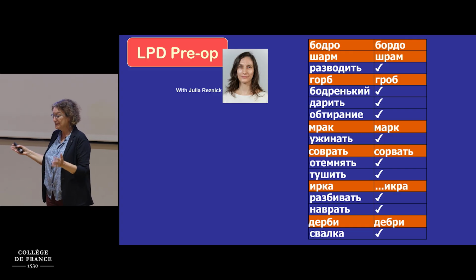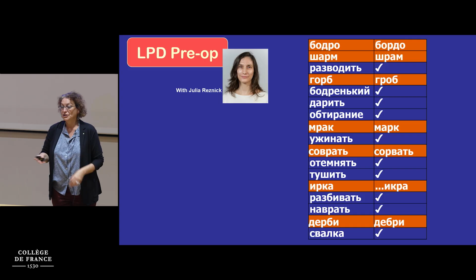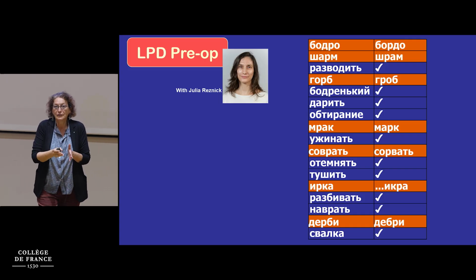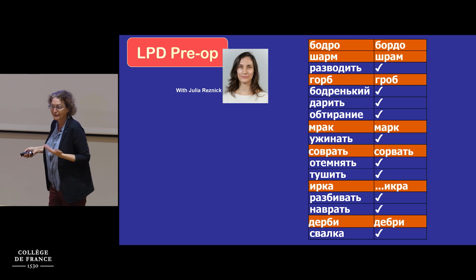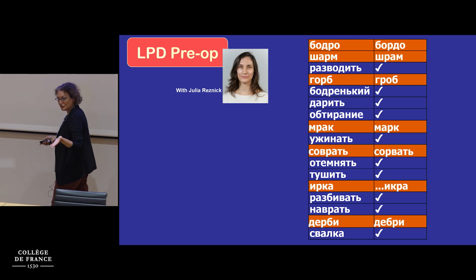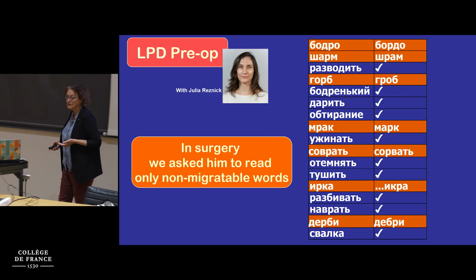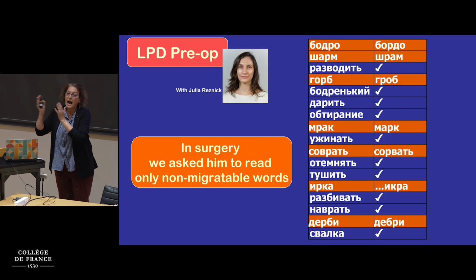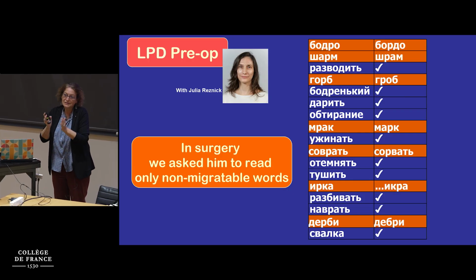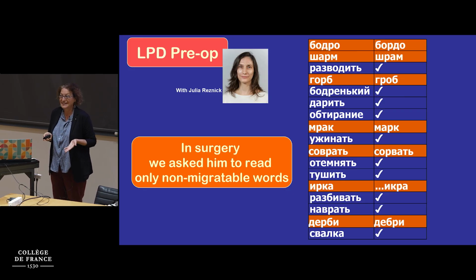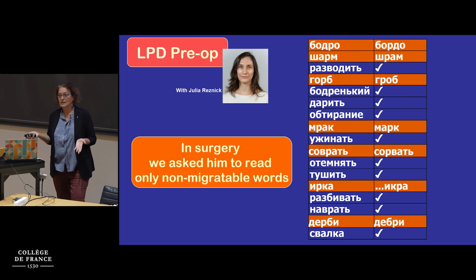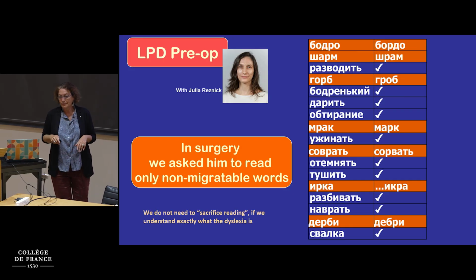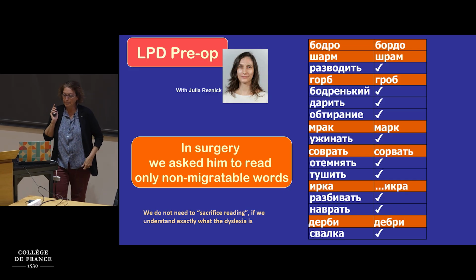So we already know before surgery that this patient reads well except for letter transposition errors. Do we sacrifice his reading the day after surgery? No. What we do is simply make sure that we don't present migratable words. We present only words that are not susceptible to his letter position dyslexia. And then we are able to map his reading and protect it. This is work with Yulia Resnik.